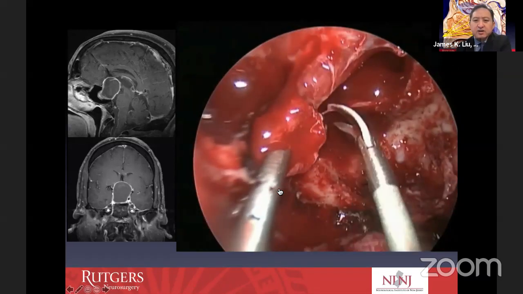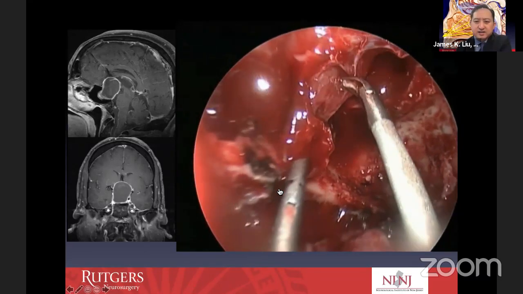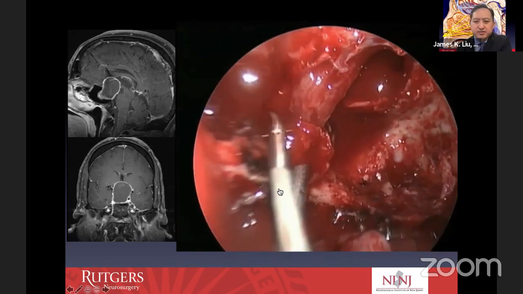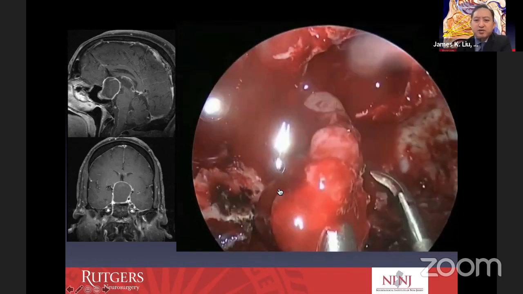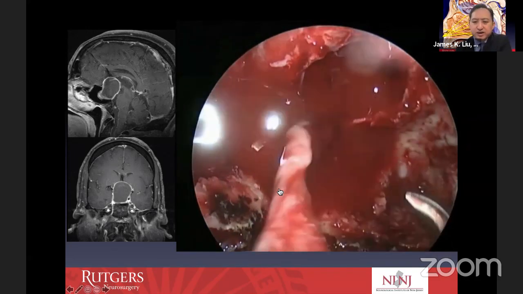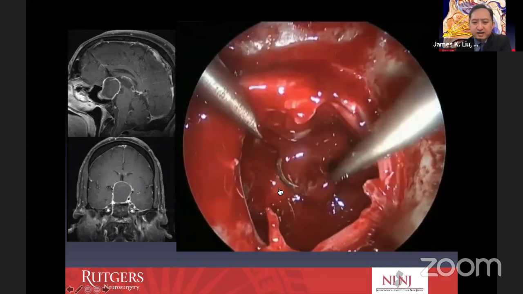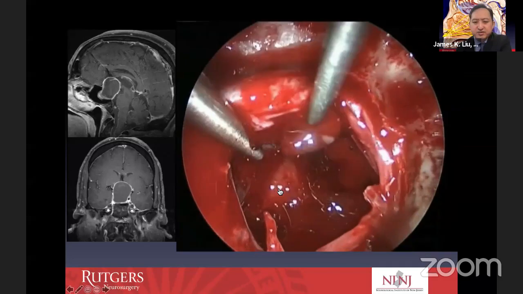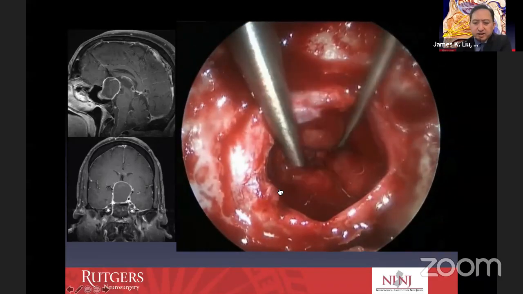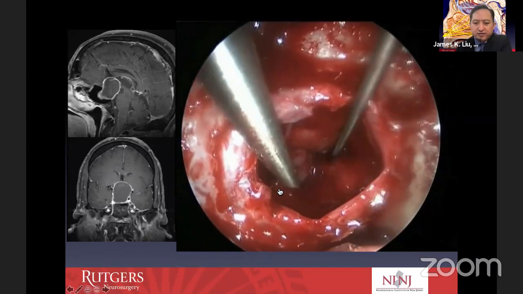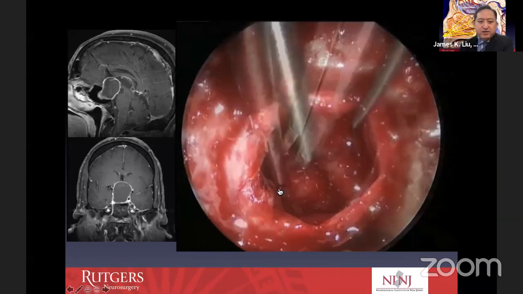And here we're using a two-handed technique, like we're doing two-handed microsurgery, carefully dissecting the tumor from the arachnoid and from the normal gland. And this is how you can avoid an intraoperative CSF leak using two-handed microsurgery. And I often like to use a 30-degree angled scope looking upwards, looking for the descent of the arachnoid membrane.